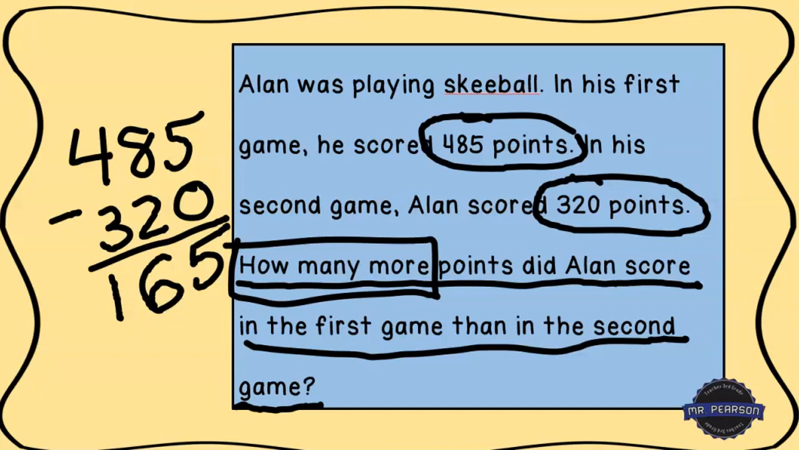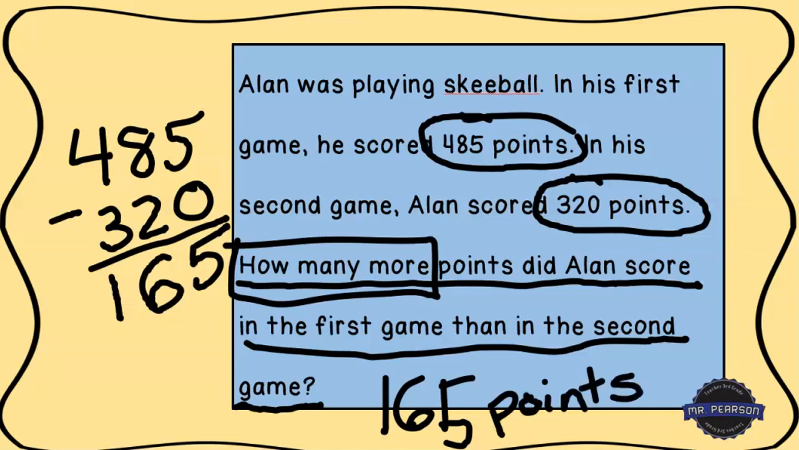So how many more points did Alan score in the first game than in the second? He scored 165. And of course, don't forget, because this is a word problem, you should always label your answer.